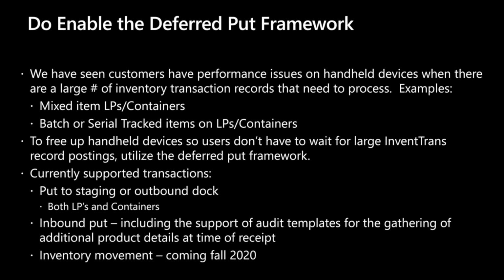Examples that I've seen are if batch or serial tracking is enabled, or also if you have a lot of items on, let's say, a single container that you're moving from a packing station to an outbound dock, etc. Anything where we'd have to queue up a lot of warehouse inventory transaction records that need to post simultaneously in the system. So there is a throughput rate for processing those transactions in the system.